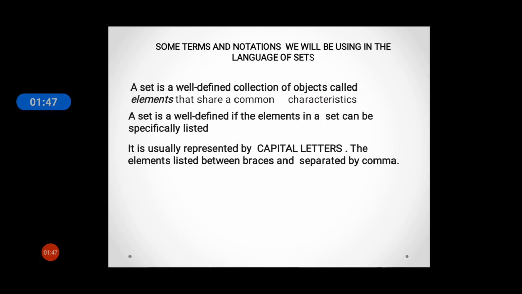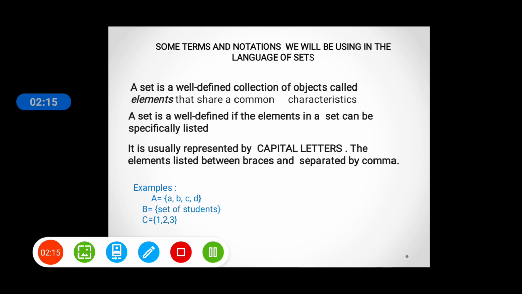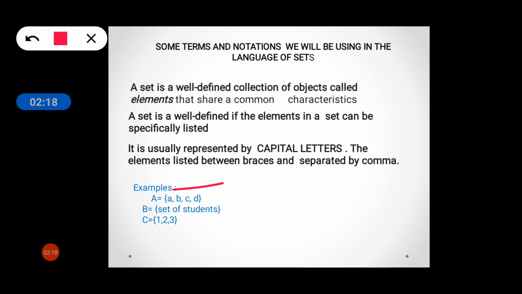So a set is usually represented by a capital letter. The elements are listed between braces and separated by commas. For example, we have the set A, the first four letters of the English alphabet. We have A, B, C, and then D. The elements A, B, C, and D are separated by commas, and they are enclosed in braces. Same also, we have set C. C is written in a capital letter. We have 1, 2, and then 3. These are separated by commas, and at the same time, they are enclosed by braces.